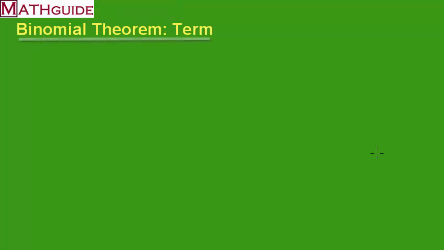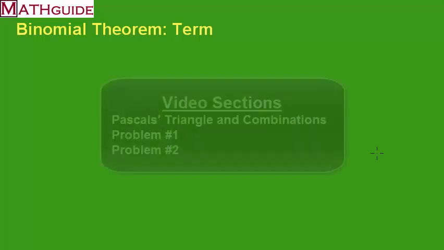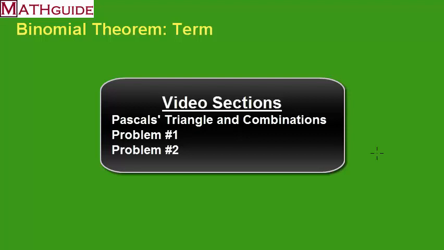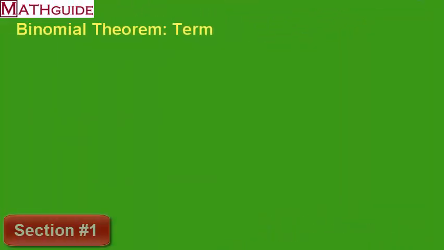Today we're going to take a look at the Binomial Theorem, and we're going to learn how to find specific terms in general Binomial Theorem expansions. In this video there will be three sections. Section 1, we're going to talk about the connection between Pascal's Triangle and combinations. Section 2, we're going to bring up our first example. Section 3, we're going to talk about our second example. Alright, let's get started. This is Section 1. We're going to talk about Pascal's Triangle and its connection with combinations.